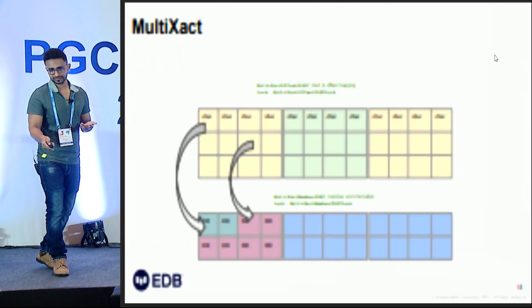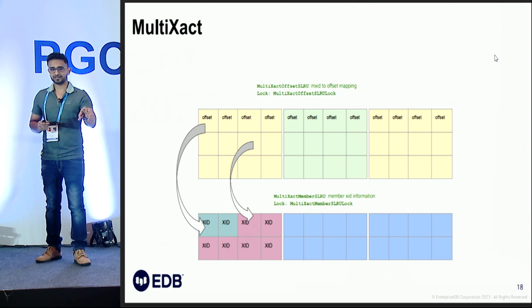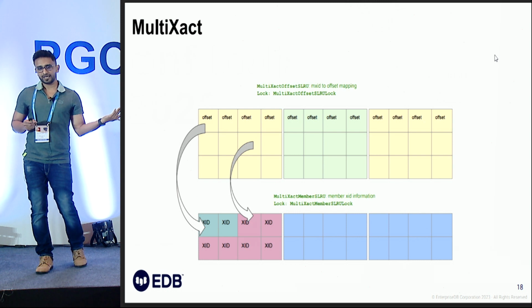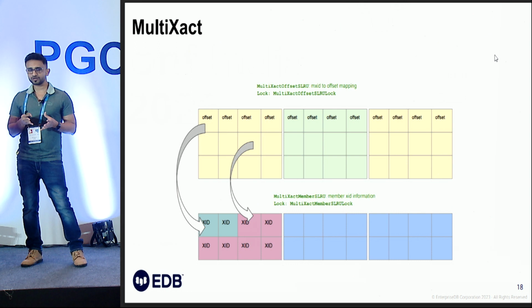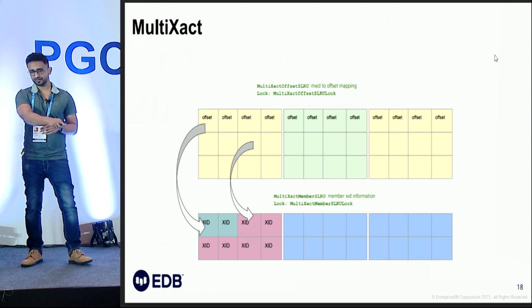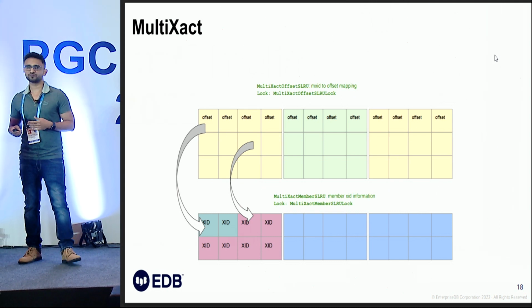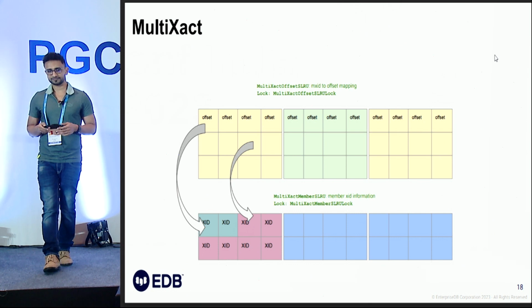Just to understand better, we can see this diagram. This is the first level of SLRU, where we have a direct MultiXact to slot mapping, and in this slot we store only the offset into the other SLRU, where we have a variable number of XIDs and their information about which lock mode they have taken the lock in.